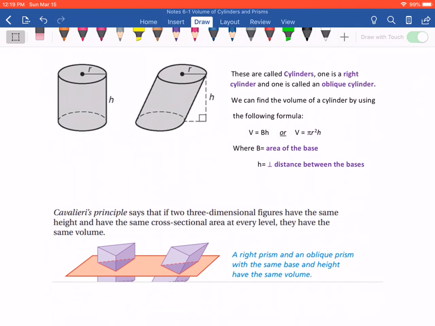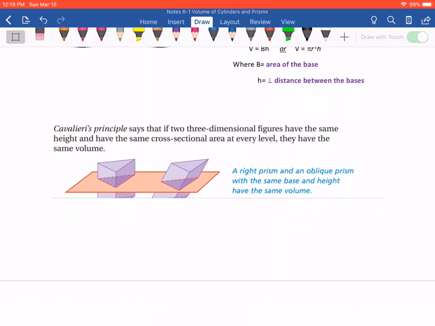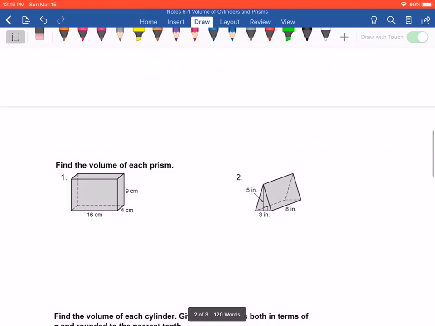All right, moving down, we're going to look at something called Cavalieri's principle, and what it says is that if two three-dimensional figures have the same height and have the same cross-sectional area at every level, then they have the same volume. So, with respect to what we just saw above, a right prism and an oblique prism with the same base and height have the exact same volume. So what's important for us to know is the perpendicular distance between the two bases.